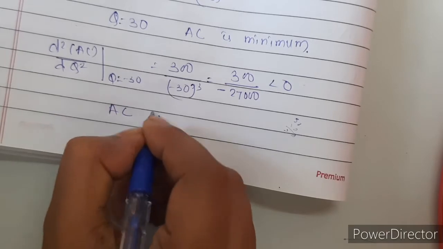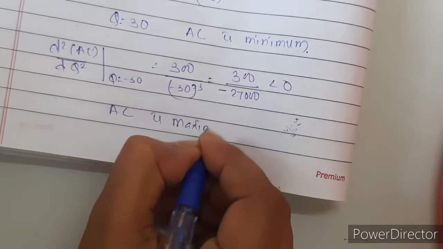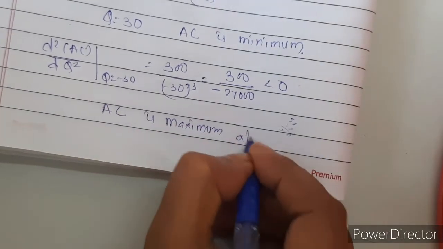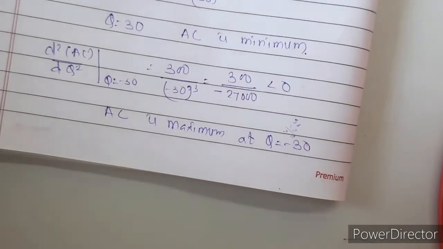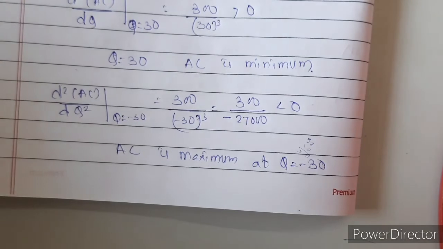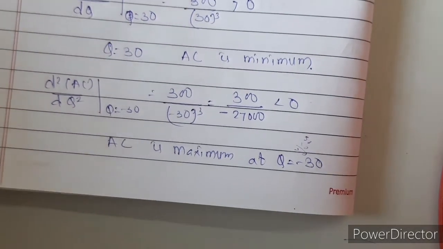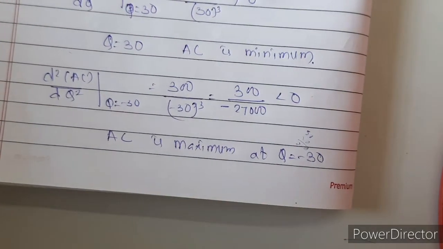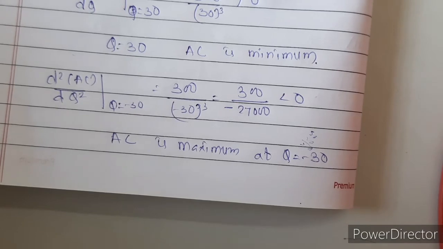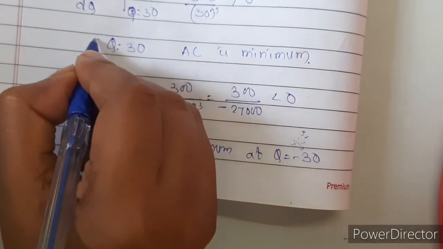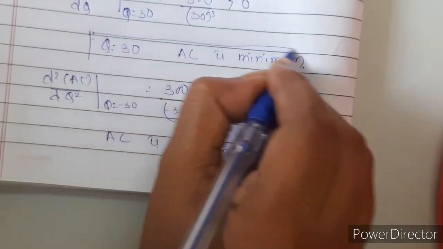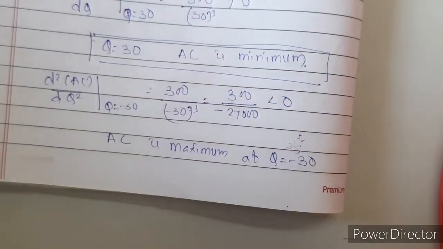So average cost is maximum at Q equals minus 30. Okay, but we are only interested in the minimum value, so we just have to find the quantity at which average cost is going to give us the minimum value. So at Q equals 30, average cost is going to be minimum. So we are done with this.